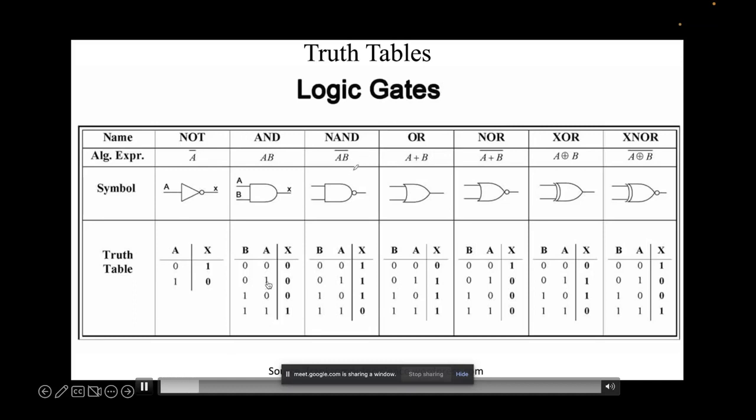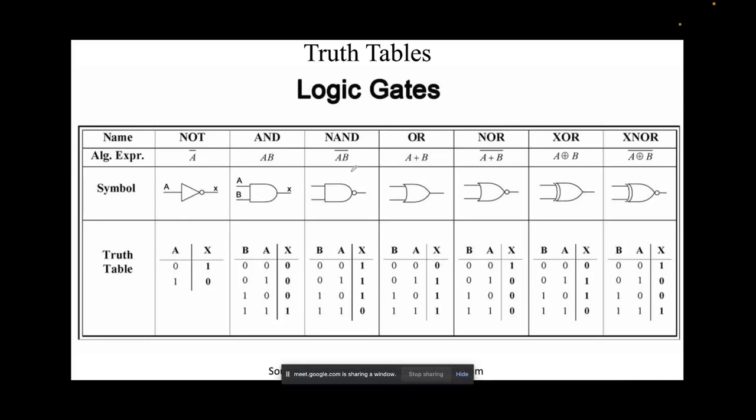This is a table depicting the logic gates. So this is the name of the logic gate on your first row, and then we have the algebraic expression. For instance, NOT gate can be represented where the A is the input to the signal, and this bar denotes that this is the expression for the NOT gate. Similarly, AND gate can be A times B. OR gate is A plus B, and these are the symbols for them.